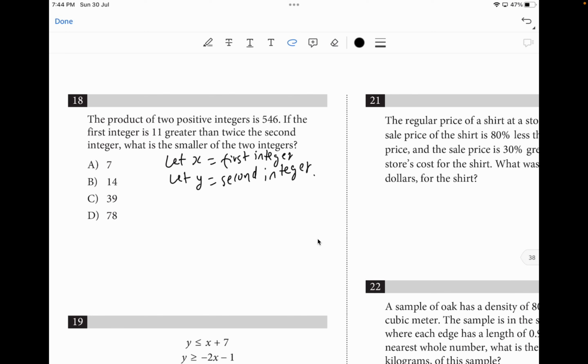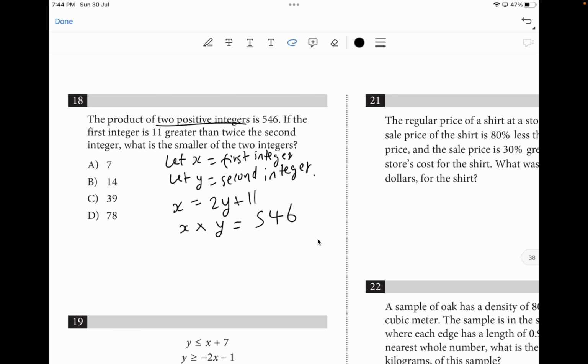Now, since the first integer is 11 greater than twice the second integer, we know that x is going to be equivalent to 2y, the second integer, plus 11. So it's 11 greater than twice the second integer. And if the product of these two integers is 546, then we know that x times y, the product of these two positive integers, is 546.